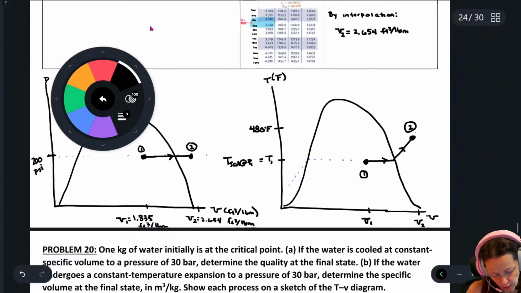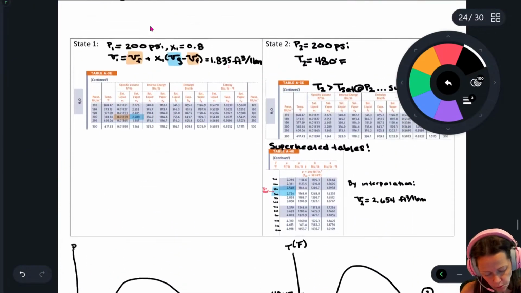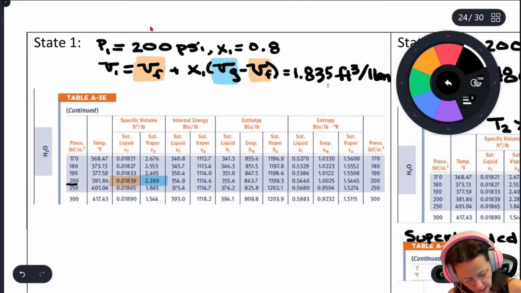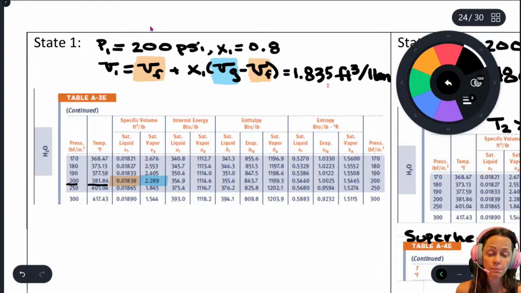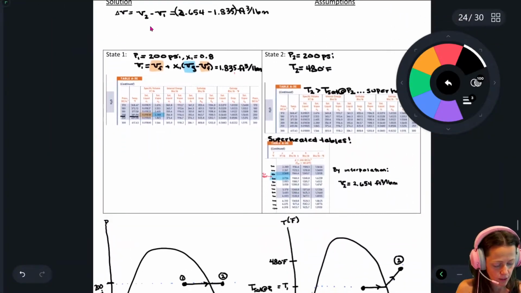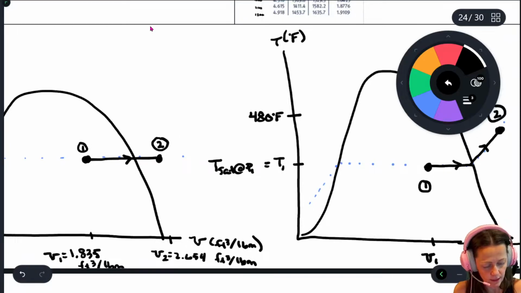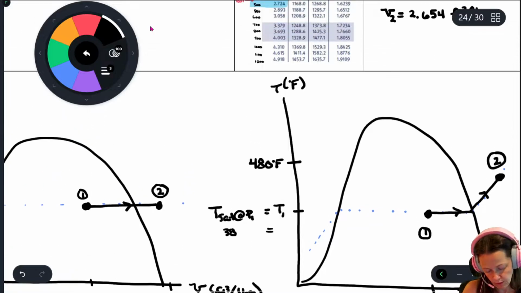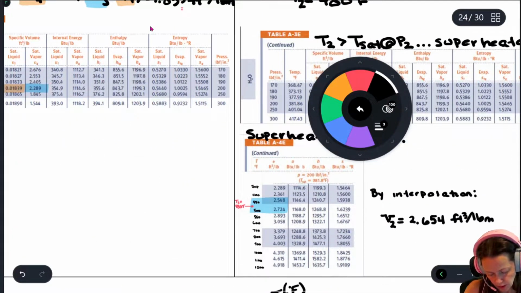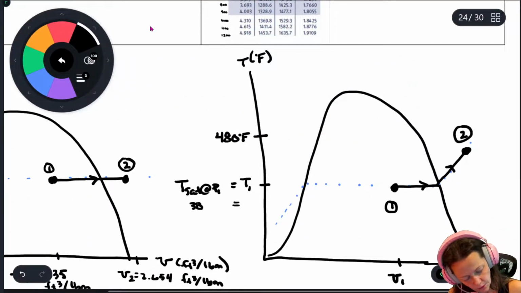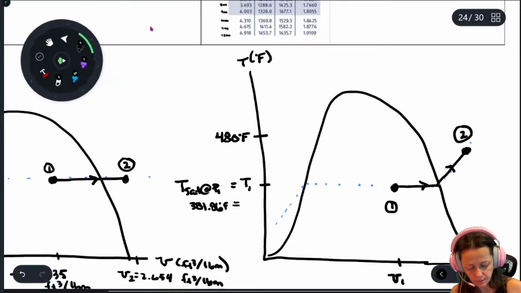And so actually, let's go ahead and look at that. So I'm going to go to those saturated tables, not the superheated, at 200 PSI, and I see the only possible temperature that I could be at would be that 381.86. So I'm going to go ahead and go over here, get that. 381.86 degrees Fahrenheit. All right.